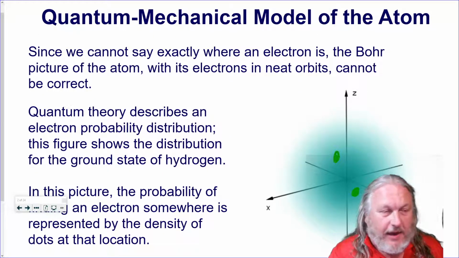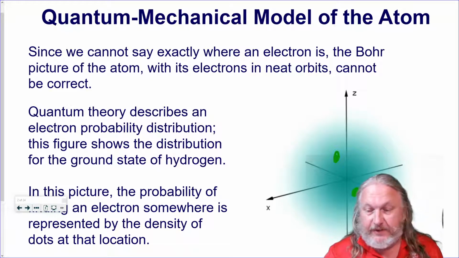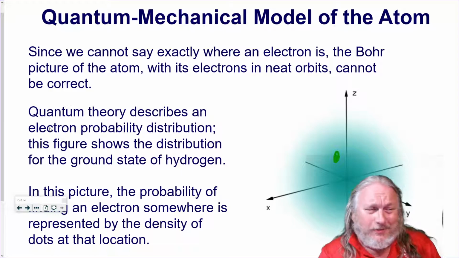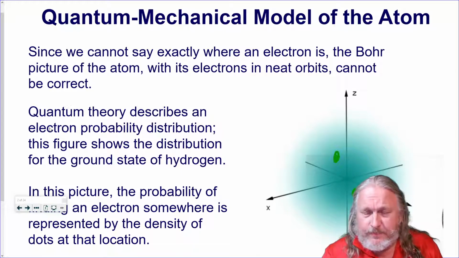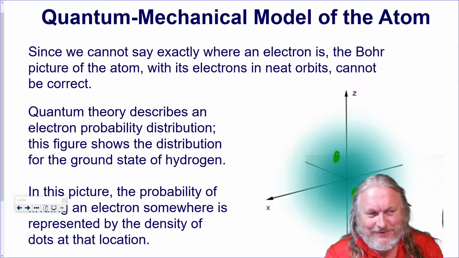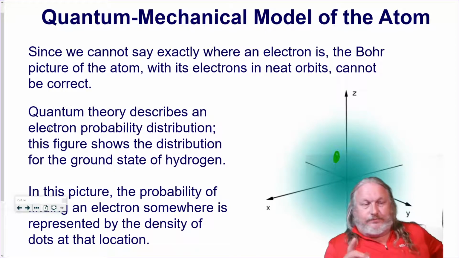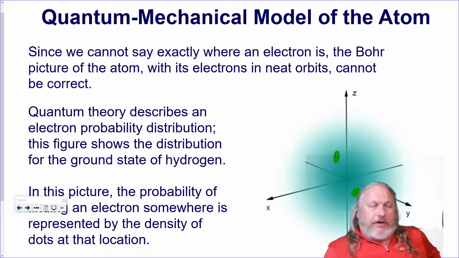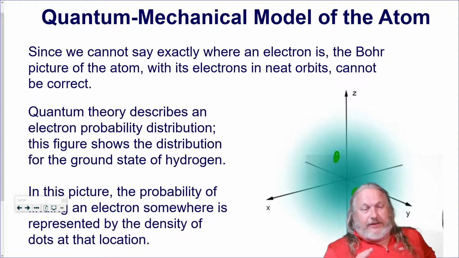We talked about the Heisenberg uncertainty principle in the last video. So we can't say exactly where an electron is at any given time, which means that the Bohr model with the electrons in neat little orbits can't be correct. So quantum theory describes an electron probability distribution, where there's a 95% chance that that's where that electron is.